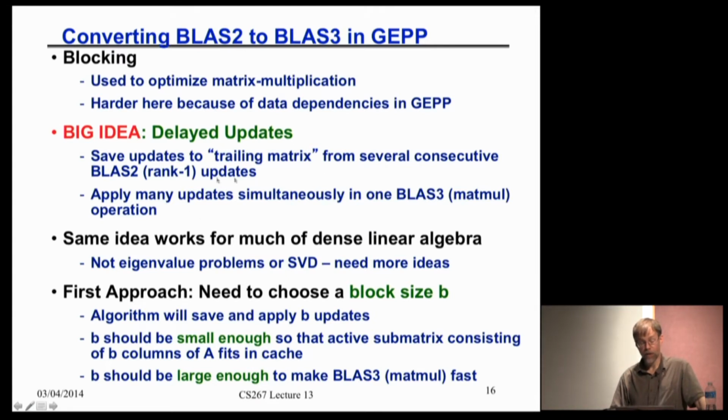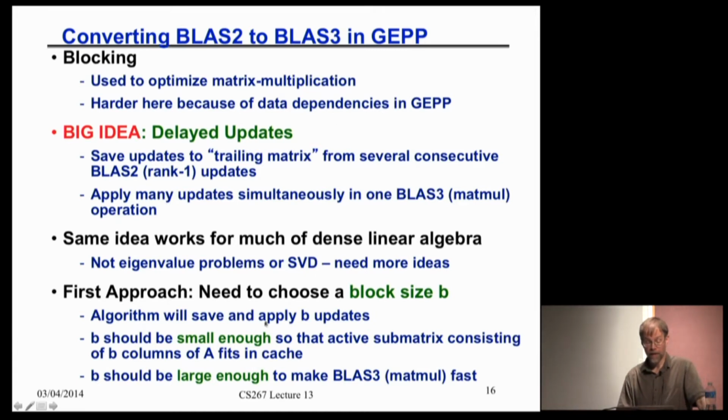And so if I choose the sizes correctly, I can spend close to 100% of my time doing it that way, and that's good. And it turns out the same idea works for a lot of dense linear algebra, so least squares problems. It doesn't work if you try to do eigenvalue problems or the singular value decomposition, where you can get about half BLAS 3, and the other half is still BLAS 2. So we'll need some other ideas.